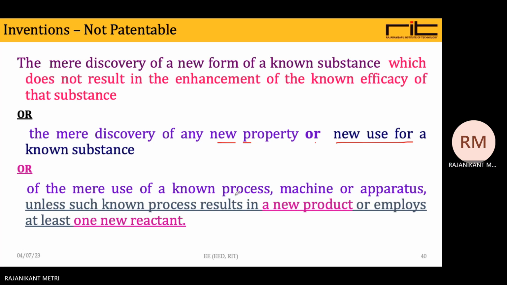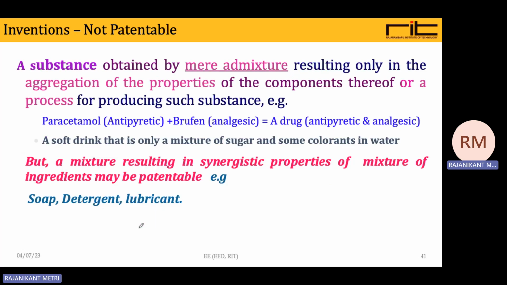Again, use of a known process, machine or apparatus, unless such use results in a new product or employs at least one new reactant, cannot be protected. If from this invention you develop a new product or employ a new reactant, then you can do the patenting. Otherwise, it cannot be patentable.